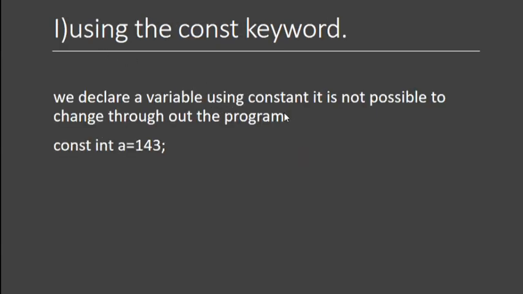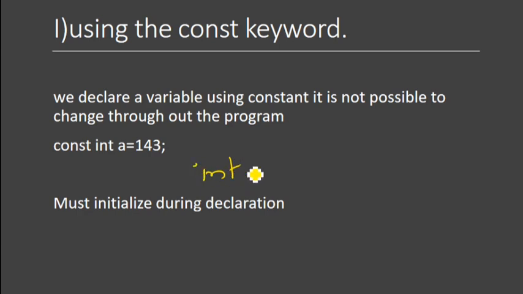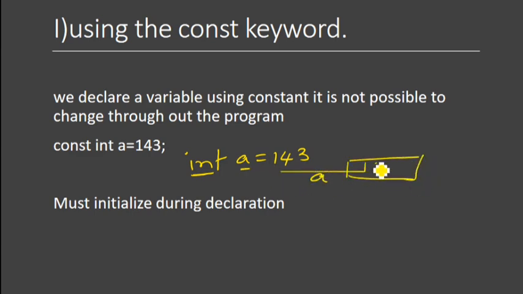If we declare a variable using const, it is not possible to change it throughout the program. For example, generally you represent a value as int a equal to 143. Here int is a keyword and a is a variable, so a stores 143. But now I am adding const, which is a keyword. It declares integer a as 143, but this 143 never changes throughout the program.